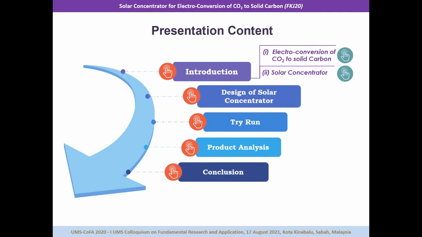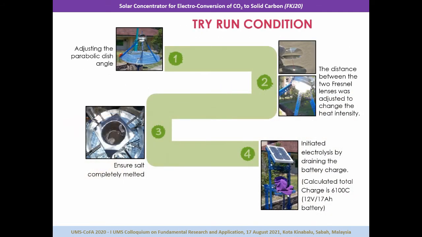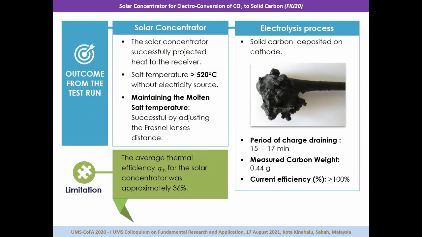Now we move on to the test runs and the outputs of the test runs. The test run was carried out by adjusting the parabolic dish at a certain angle so that we can get the optimum sun radiation. And then we adjust the two Fresnel lenses so that we can get the heat intensity. And then in number 3, we wait for the salts to melt completely before we can do the electrolysis process. The electrolysis process is initiated by draining the battery that has been pre-charged. Let's have a look at the outcomes of the test runs.